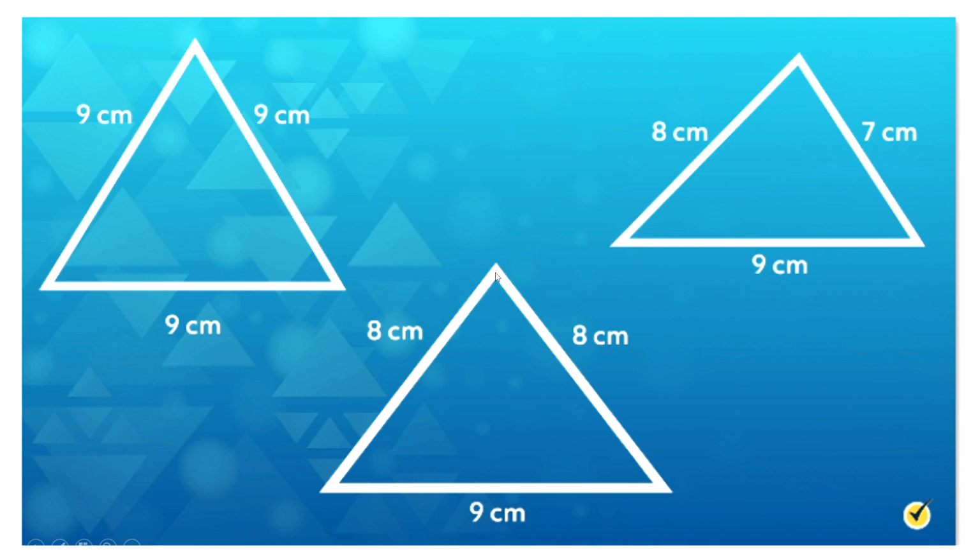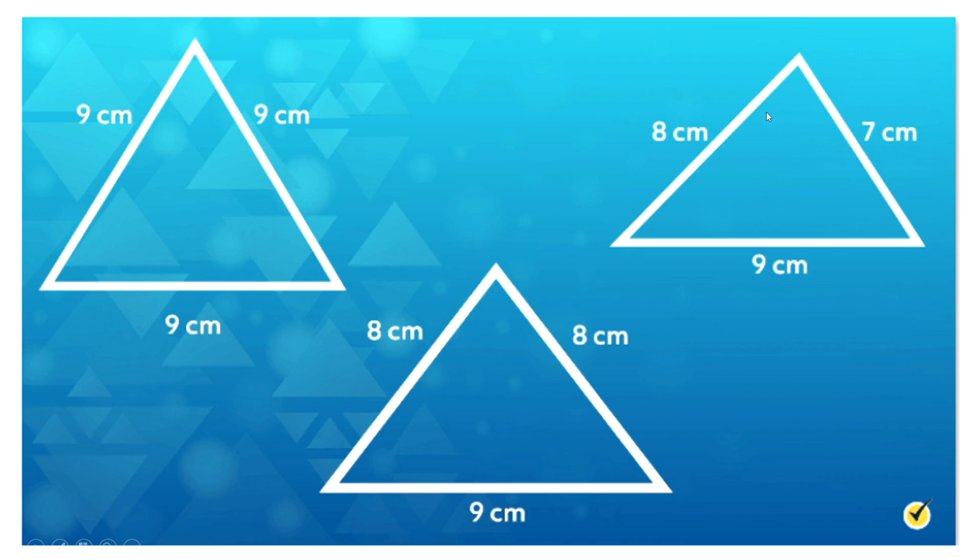Now the second one, we have 1, 2, 3 sides. Out of 3 sides, first one is 8 centimeter, second one is 9 centimeter, and third one is 8 centimeter. Just recognize the parts of a triangle. Here we have two sides, 8 and 8. These two are equal. So if two sides of a triangle are equal to each other, its name will be isosceles triangle. Very good.